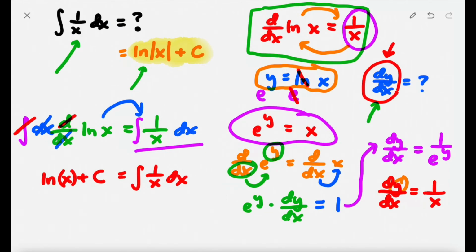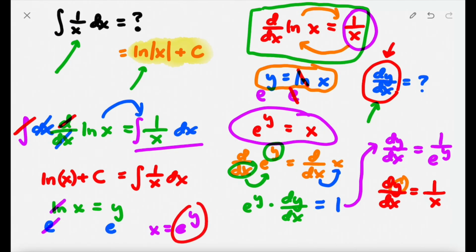Real quick, why you cannot have a negative value for the ln. Let's just say that we have ln of x equal to y. If we did base e both sides, this would cancel, and you end up with x equal to e to the y. Now, if you notice, this e to the y is always positive. It's always going to be greater than 0. That means this x, because it's equal to it, is also going to be greater than 0. That means x has to be positive. It can't be 0 either. It'll never be equal to 0. So this right here is the reason why you have to have the absolute value bars.